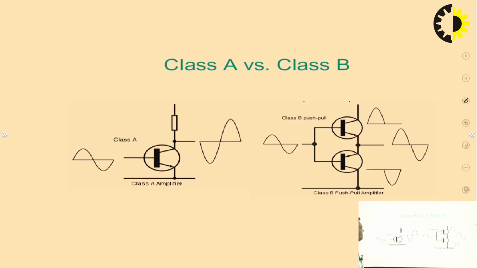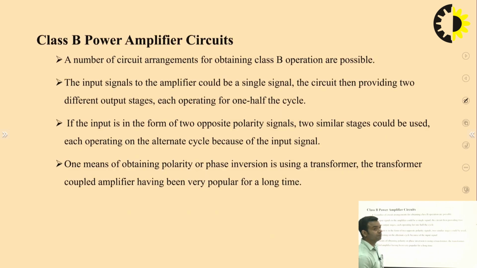You can see, you can use this circuit also. In this case, this is an NPN transistor, this is a PNP transistor. This device will conduct for the positive half cycle, this device will conduct for the negative half cycle, and at the output, you will get output from 0 to 360 degree.